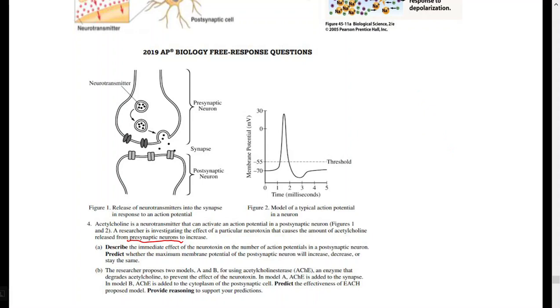Describe the immediate effect of the neurotoxin on the number of action potentials in a postsynaptic neuron. Okay, so if it increases the amount of neurotransmitters that get released, what will that do to the action potentials? Well, the neurotransmitters tell the next neuron to fire these action potentials. That's what they signal. So for part A, it will increase.